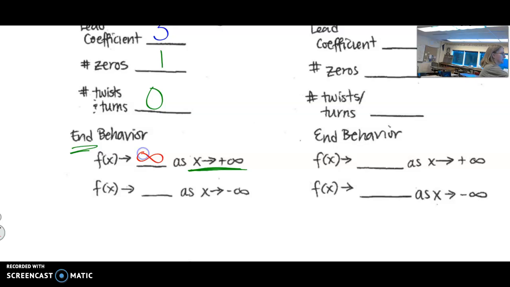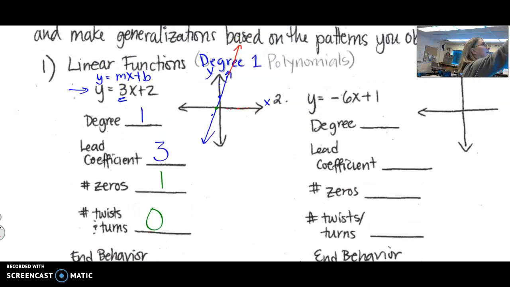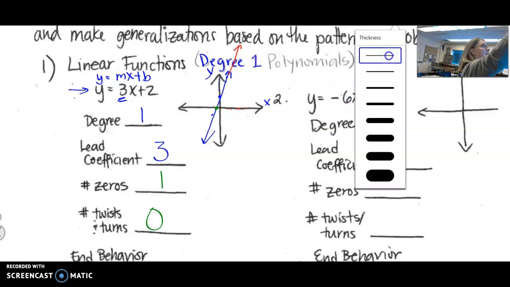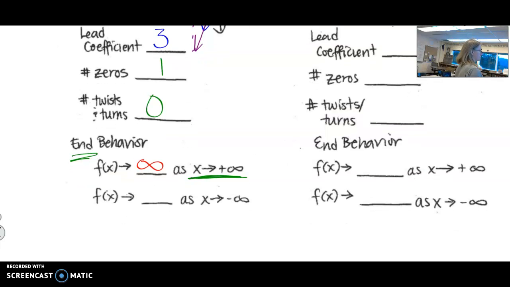So infinity, turn a paper to the side and make an 8 if you're having trouble with that. All right, and then on the reverse side, as x goes to negative infinity, what do you notice about the y coordinates? So as x goes this direction, the y coordinates are going farther and farther downward, and they're going to go towards negative infinity. So f of x, remember, is the y values. They're heading to negative infinity as x heads to negative infinity.